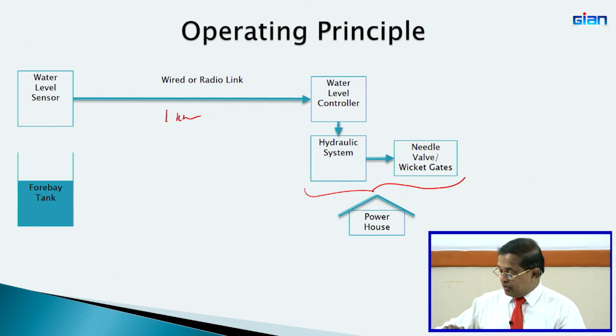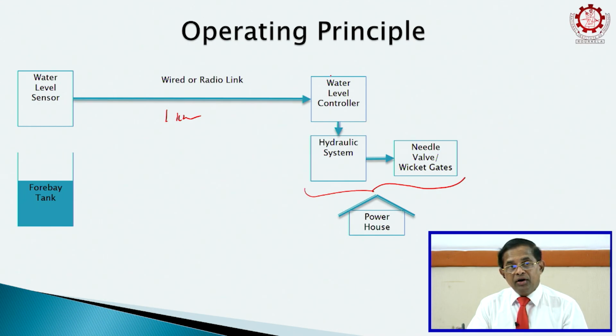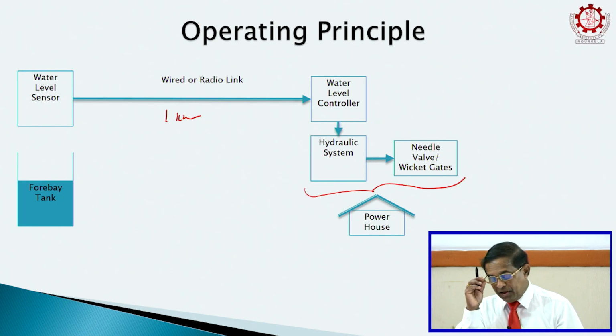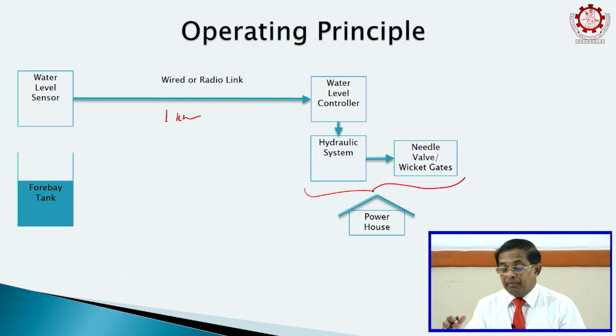I will not go into further details of it. These are electronic units, water level control. Sometimes they come as water level control alone, sometimes with other functions like various protection functions of the power plant. They can be integrated into one unit, like over frequency and under frequency relays, all combined into one electronic unit.